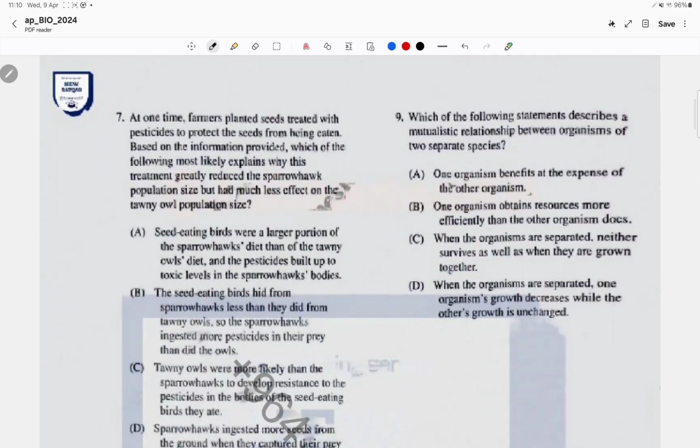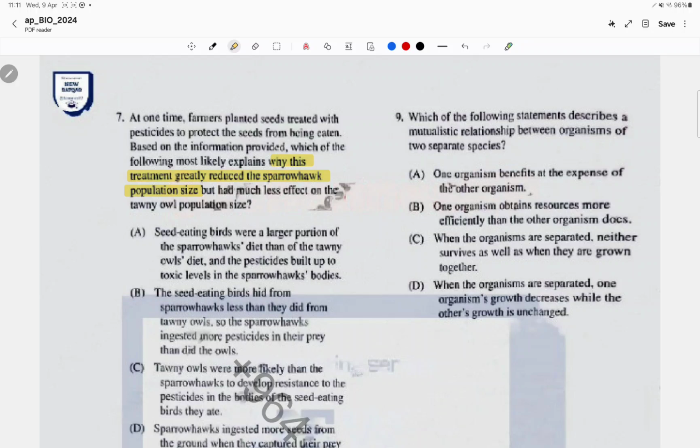At one time, farmers planted seeds treated with pesticides to protect the seeds from being eaten. Based on the information provided, which of the following most likely explains why this treatment greatly reduced the sparrowhawk population size, but had much less effect on the tawny owl population size? Question, what does the sparrowhawk eat? The sparrowhawk eats small birds, but the tawny owl eats small mammals.